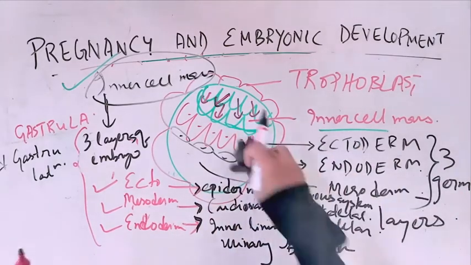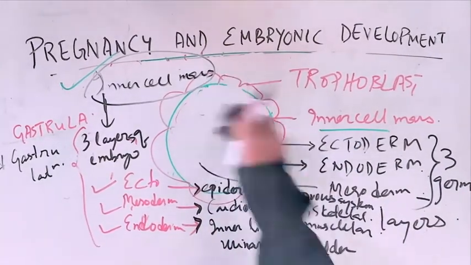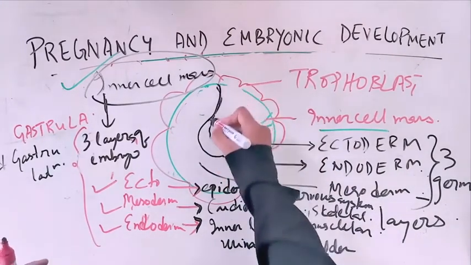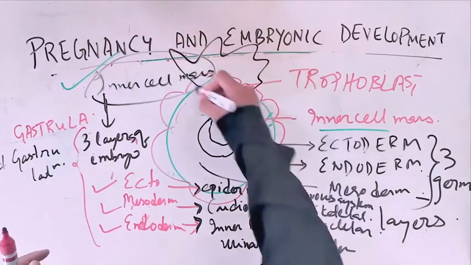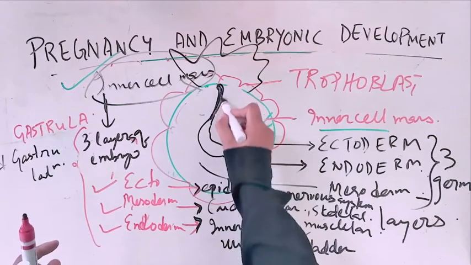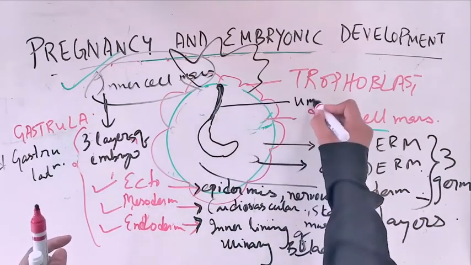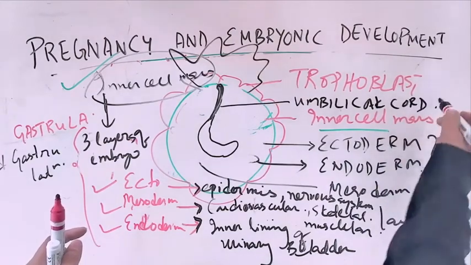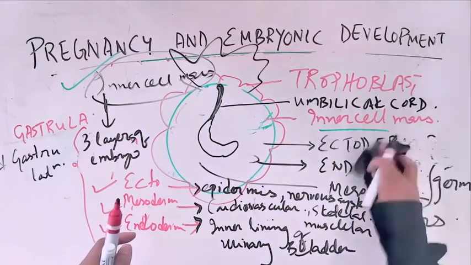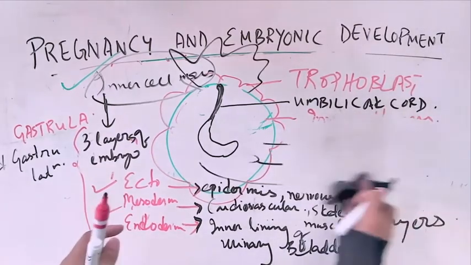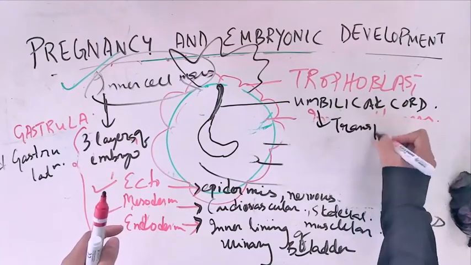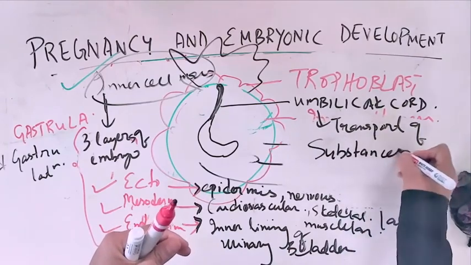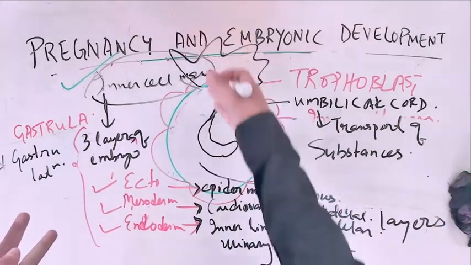Now the embryo can form. Then the placenta is there, and the transport of substances happens through what is known as the umbilical cord. Its function is the transport of substances from the placenta to the embryo.